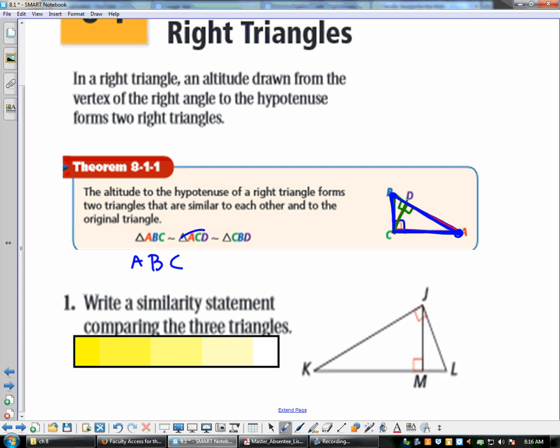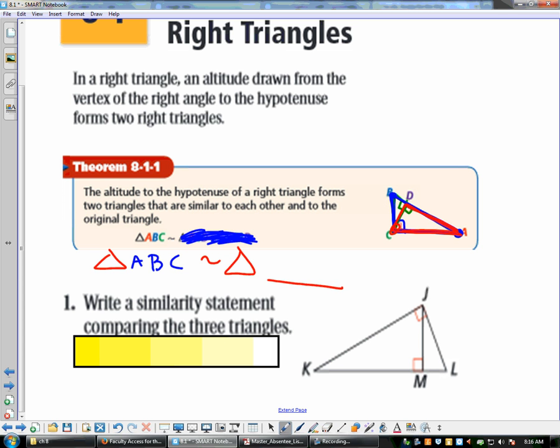So without looking at these, I'm scribbling these out, if I'm talking about the medium triangle now, that's this one, in what order should I put the letters so that it's going to be similar to triangle ABC? Well, again, I want to do the same pattern. I want to go across the hypotenuse, short leg, long leg, but on this triangle. So in what order should I put the letters, Jacob?